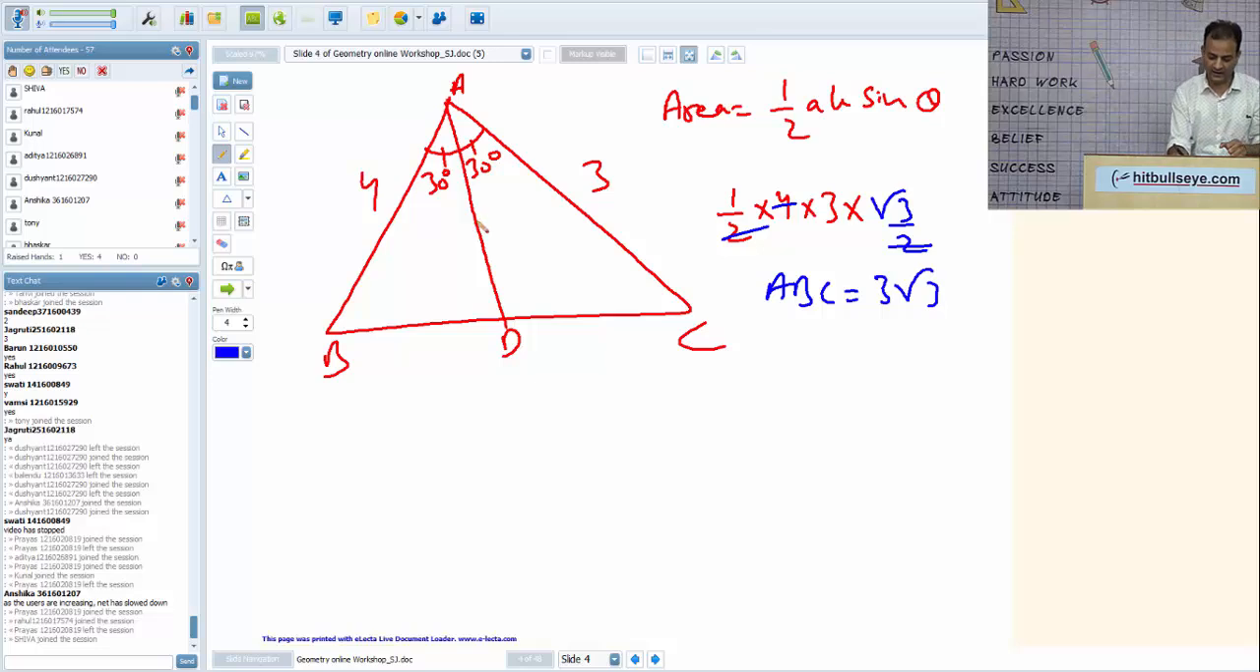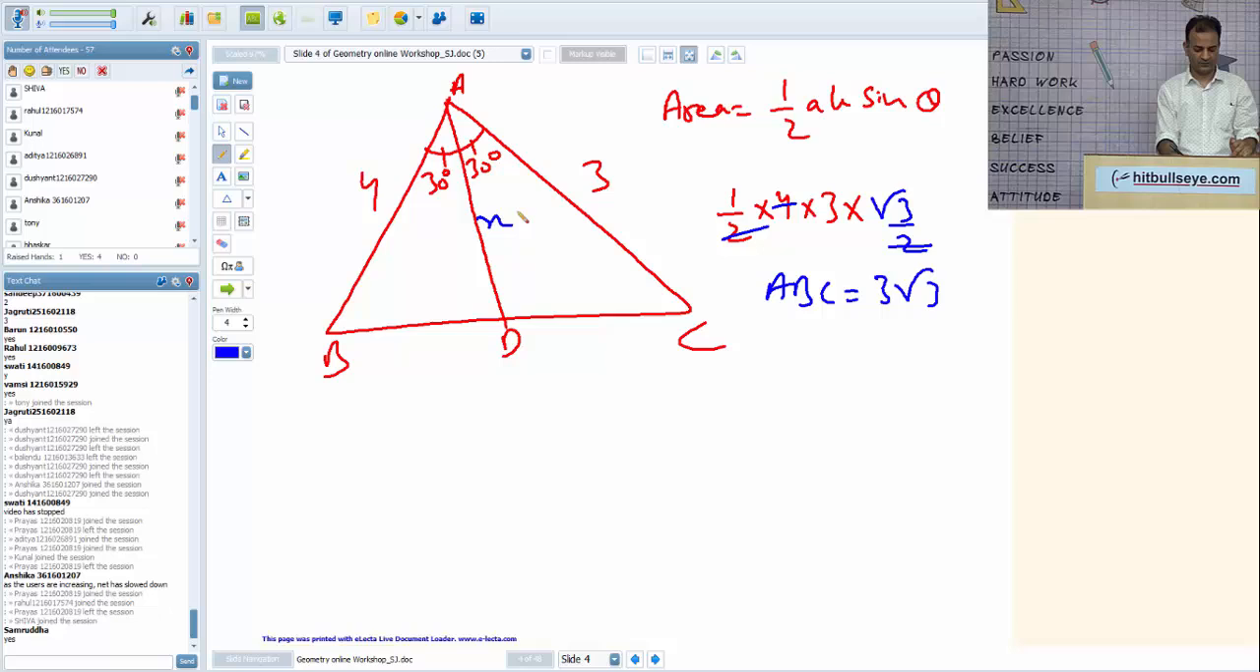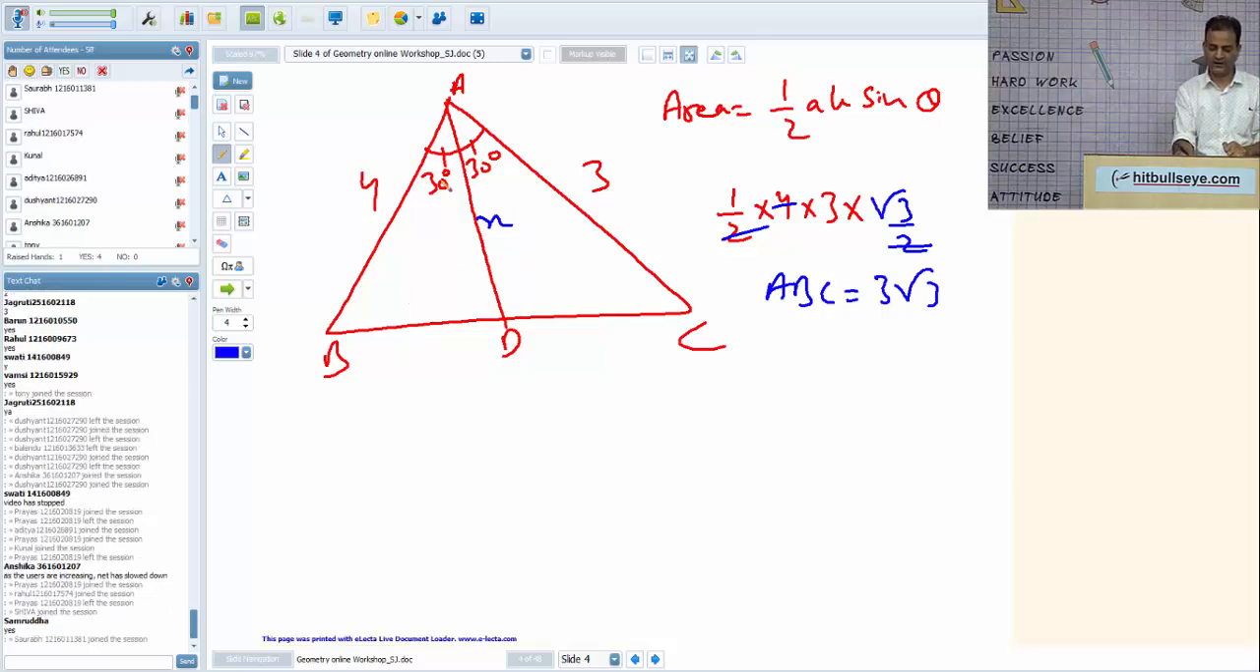Now let's take AD as x. Can I find the area of triangle ABD? Again the same applies: half into 4 into x into sine 30, which is 1 by 2, is the area of triangle ABD.